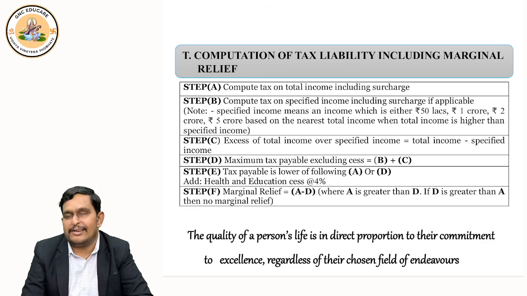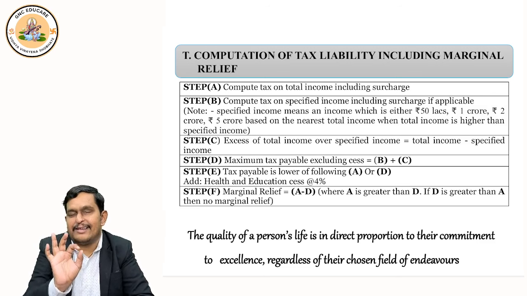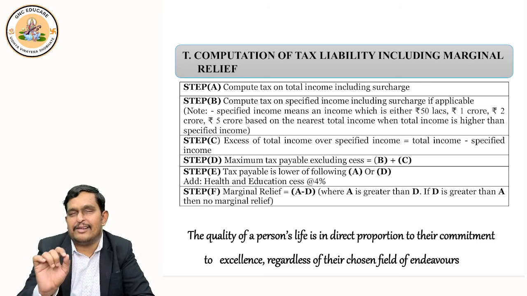So step A, what I said to you, please repeat with me. Simple, tax on your income plus surcharge. Nothing more than that. Step B, tax on that specified limit plus surcharge if applicable. If applicable. Sometimes it may not apply. Okay. Step C, income above specified limit. Step D, B plus C. Step D is equal to step B plus step C. Okay. And what is step E? Step A or D, whichever is lower, plus health and education cess.